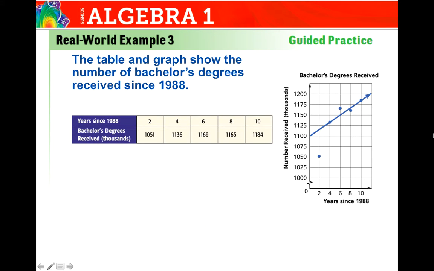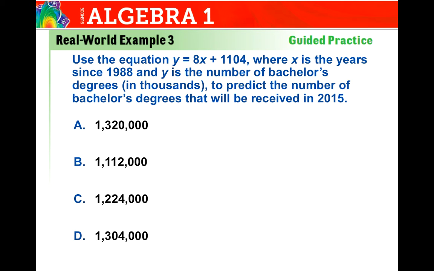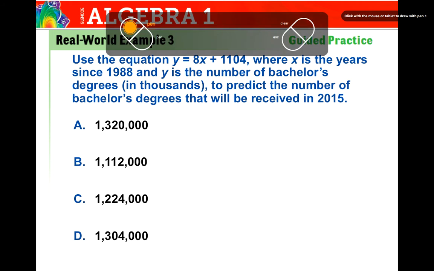Okay. Now let's look back at bachelor's degrees received. We wrote this equation using your points 4, 1136, and 10, 1184. Okay, so when we did that, we got the equation y equals 8x plus 1104, where x is the year since 1988 and y is the number of bachelor's degrees in thousands. So to predict the number of bachelor's degrees that will be received in 2015.